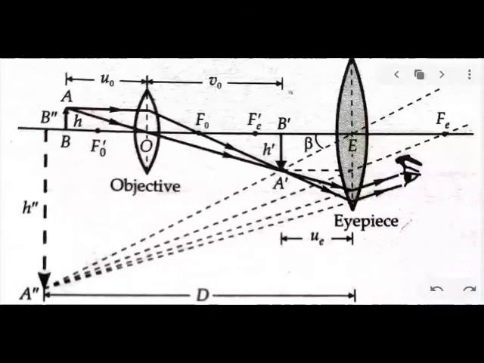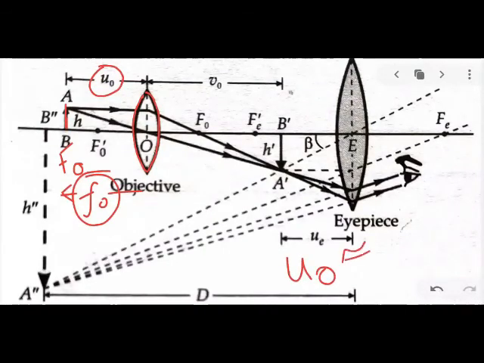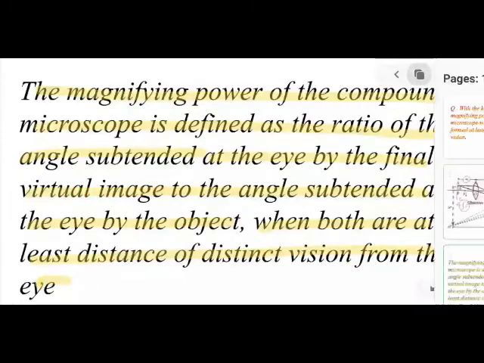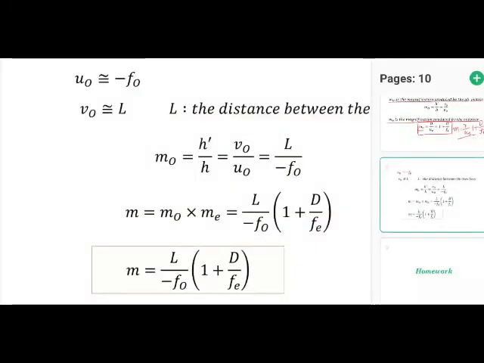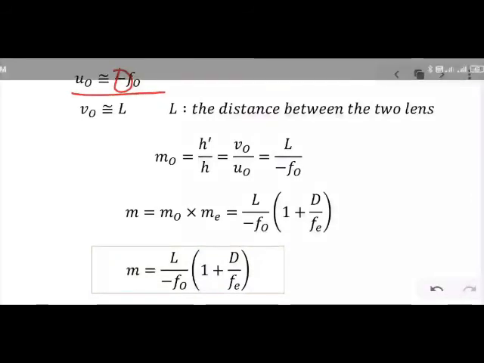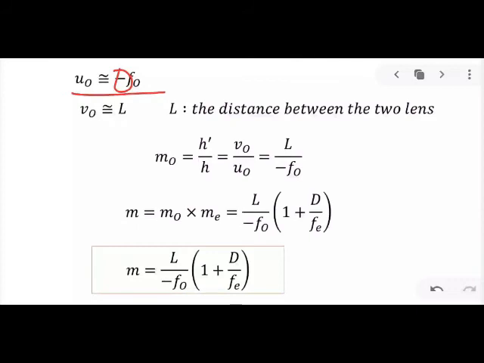Now consider your object AB. Let us consider it to be placed at the focus of your objective. If this is your focus, then this is the focal length of the objective. Now in such a case, what will happen? Your UO and your FO will be equal. Your UO will be approximately equal to FO. Fine. So let us consider this as your first condition. Okay, this negative sign is due to the sign convention, because we are measuring from right to left. And we know the focal length for a convex lens is negative.